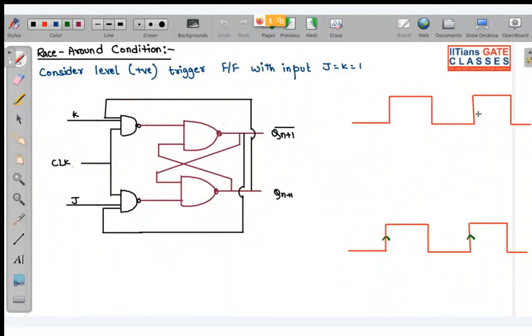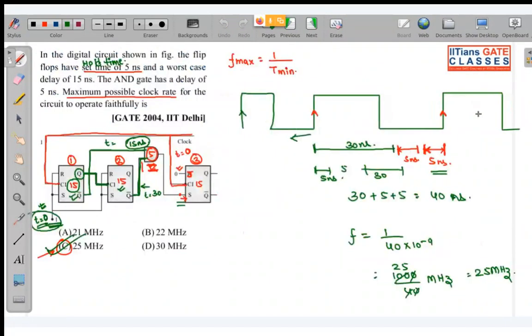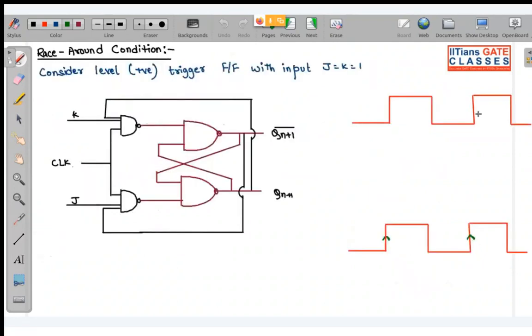Now, Raju, you have something you want to ask? Now, basically we have to consider the race around condition. Can anyone tell me what this race around condition is, or what do we mean by race around condition?